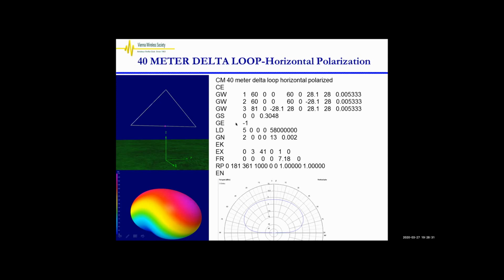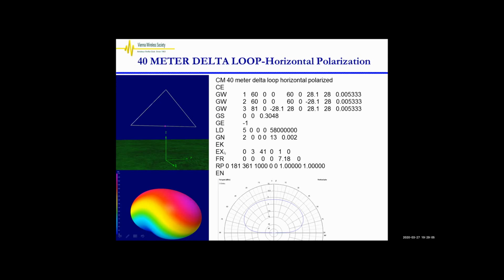GE minus 1 is, of course, the end of geometry. It's also telling it what kind of ground I'm using. The loading here tells me that I'm using copper wire, basically. The GN command is, again, telling it to do this calculation for the real ground. EK for this program is telling it to use external kernel. So it does the current on the surface of my wire rather than the center.